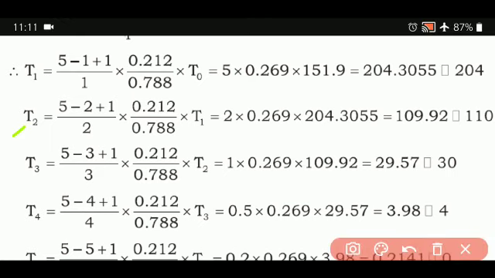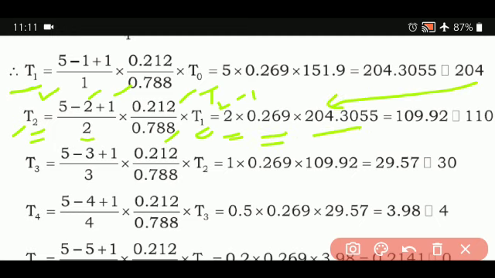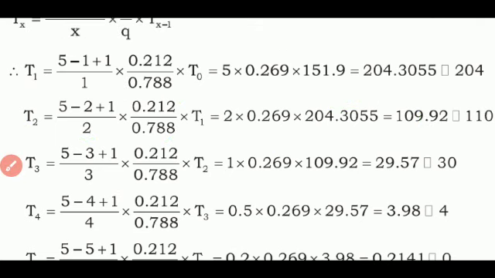For T2, what will the value of x become? 2. This n will remain the same, 5. x will become 2. This 1 will remain the same. P and Q will remain the same. Here, T x minus 1, 2 minus 1, will be 1, so you have to write the T1 term. So 2 into this, and this T1 value. When you simplify, you get the answer, and you are approximating. The decimal here is more than 0.5, so it becomes 110.